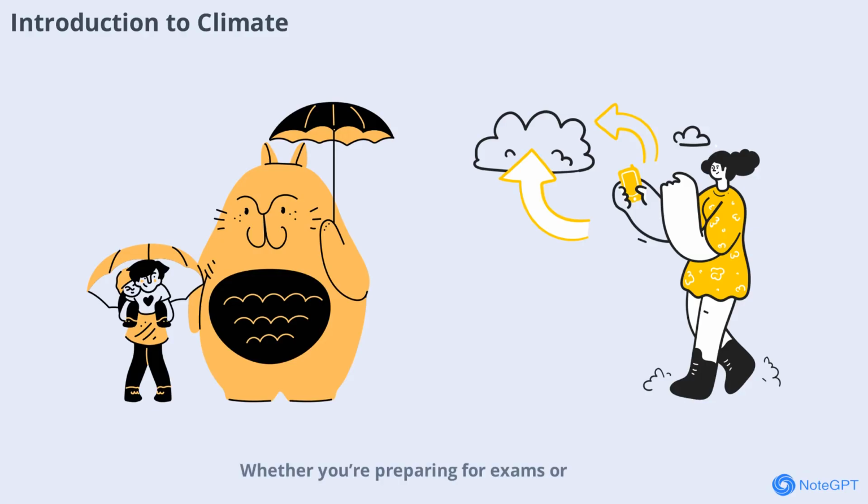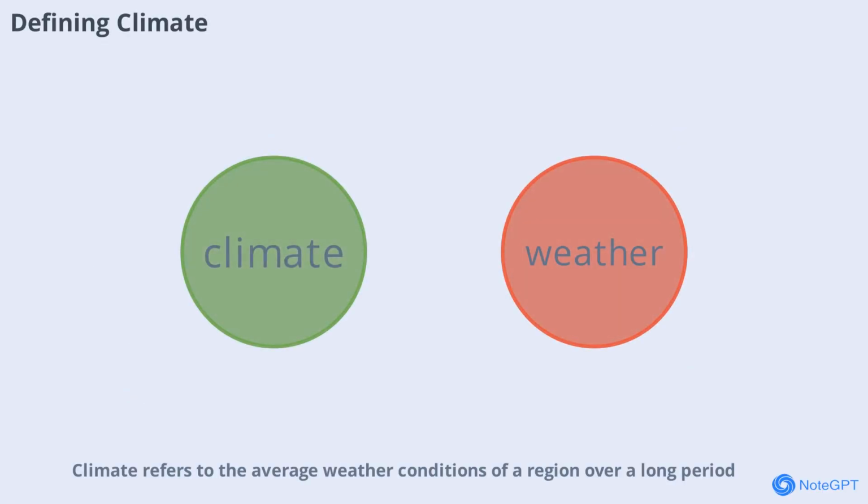Whether you're preparing for exams or simply curious about how our environment works, this video will provide clear explanations and real-world examples. Let's begin our journey by understanding what climate really means and why it's so important for life on Earth. Climate refers to the average weather conditions of a region over a long period, typically 30 years or more.